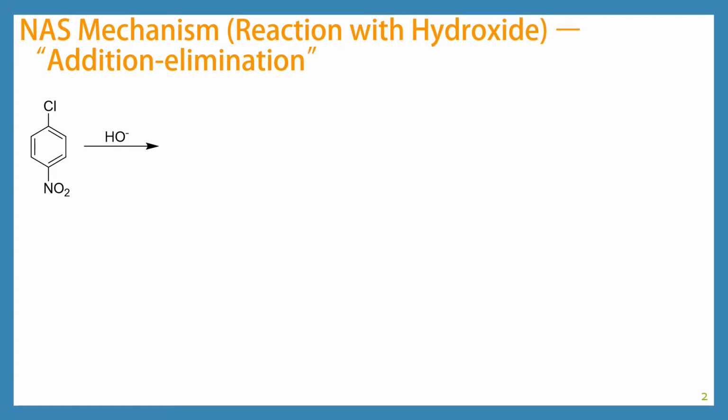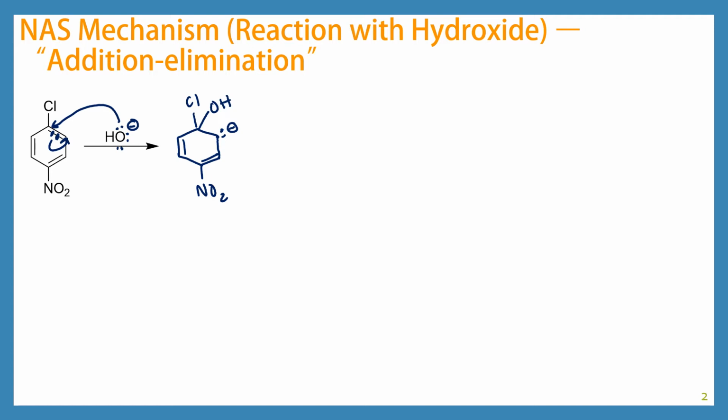Now let's take a look at the mechanism because it's not as straightforward as SN2, even though it looks like it should be. The mechanism for nucleophilic aromatic substitution is called an addition-elimination reaction. So in our first step of this mechanism, what we see is that the hydroxide group attacks the carbon that has the chlorine on it. And those electrons from the pi bond actually get pushed to our neighboring carbon. So we have added the hydroxyl group and pushed the electrons to the neighboring carbon.